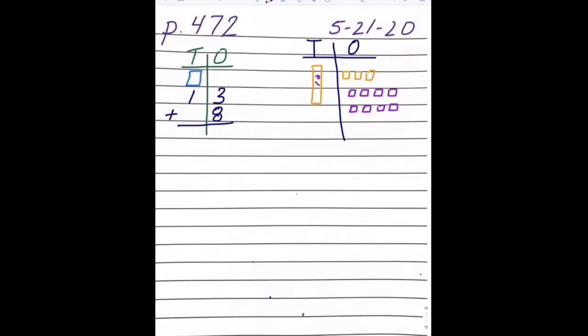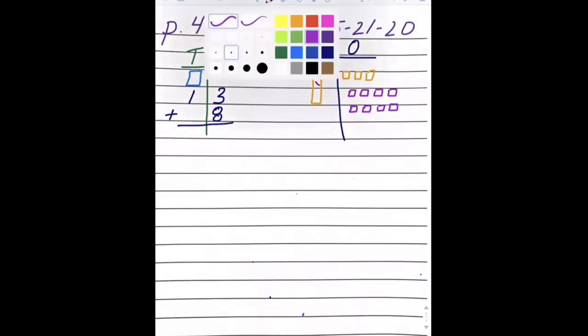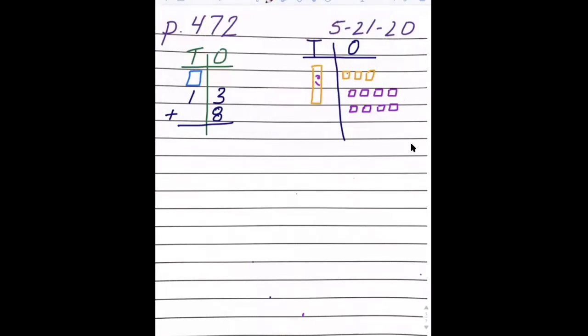Now, three ones plus 8 ones. Let me count them. 1, 2, 3, 4, 5, 6, 7, 8, 9, 10, 11. I have 11, but can I write 11 here in the ones place? No, I cannot write 11 there. So I have to regroup my ones. And when we regroup, that means we make a new group of 10.